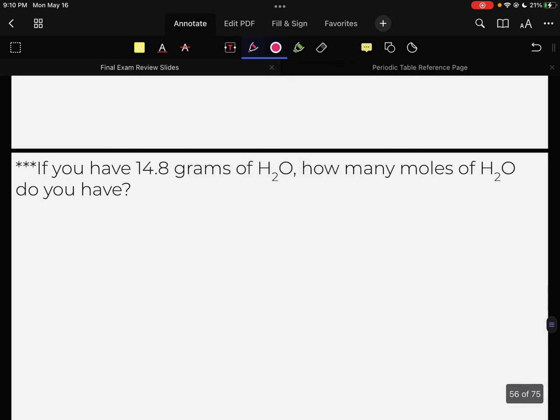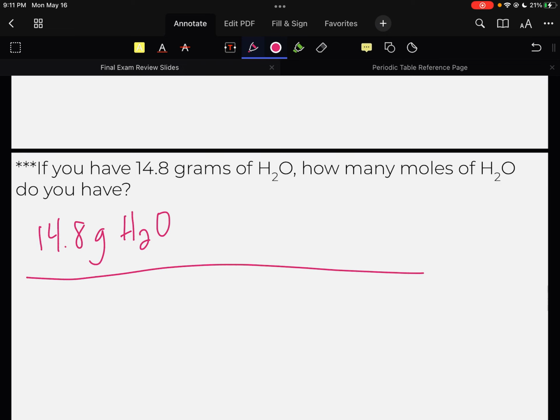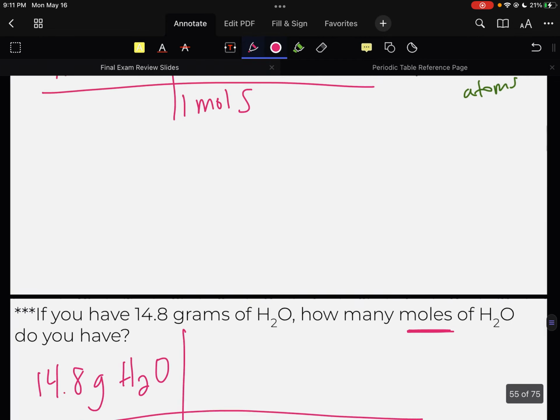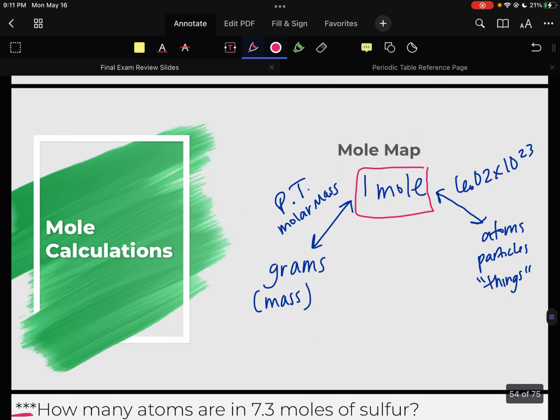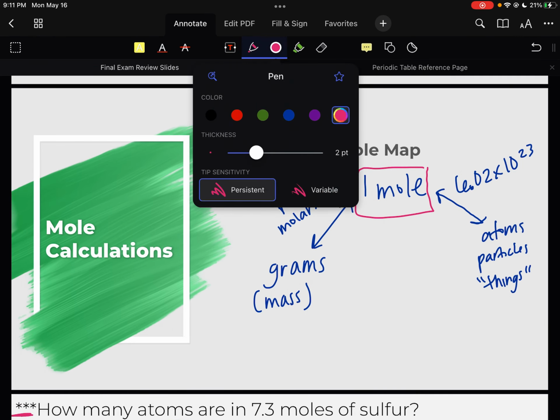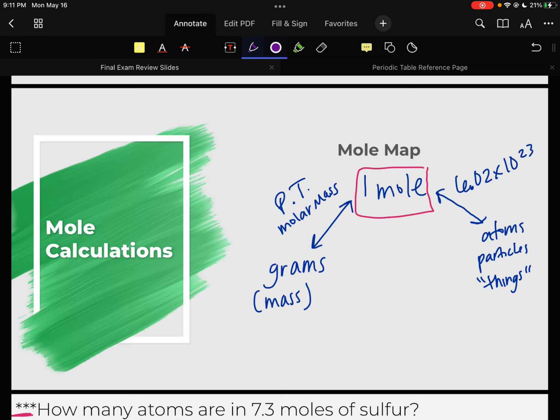Okay, for this one, I'm always, again, starting with what I'm given. So the only number I'm told here is 14.0 grams of H2O. Okay, so I always just start with what I'm given. And then it's asking me about moles. So if I look up at my map, it's only talking about this side right here. Right, I'm going from grams to moles.